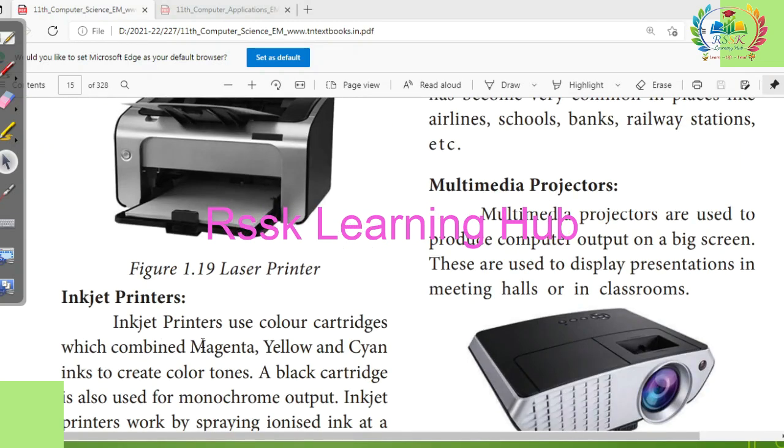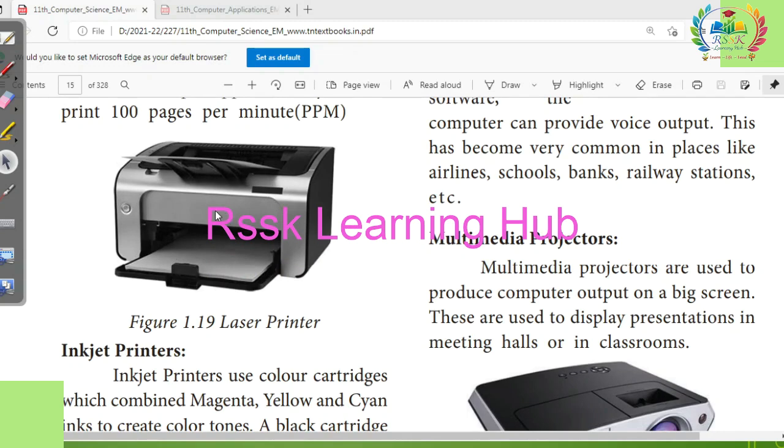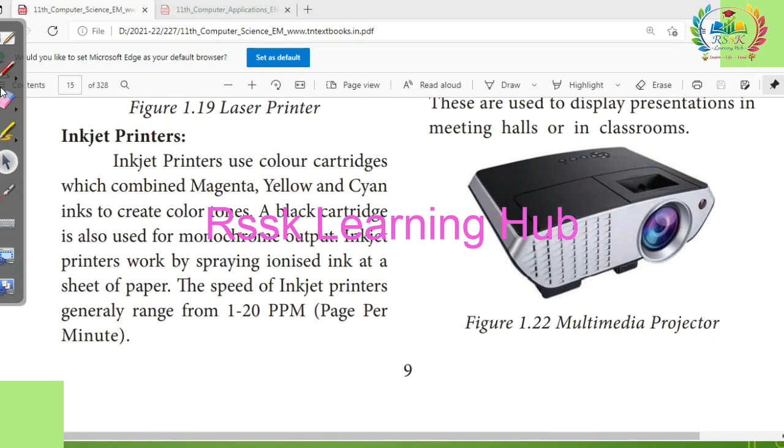This is the diagram of your laser printer. Next, we will see the inkjet printer. What is the use of an inkjet printer? An inkjet printer uses color cartridges. With a laser printer you may print in black and white, but using inkjet you may get color combinations. It may use magenta, yellow and cyan inks to create the color. The black cartridge is also used for monochrome output. You can use black also.